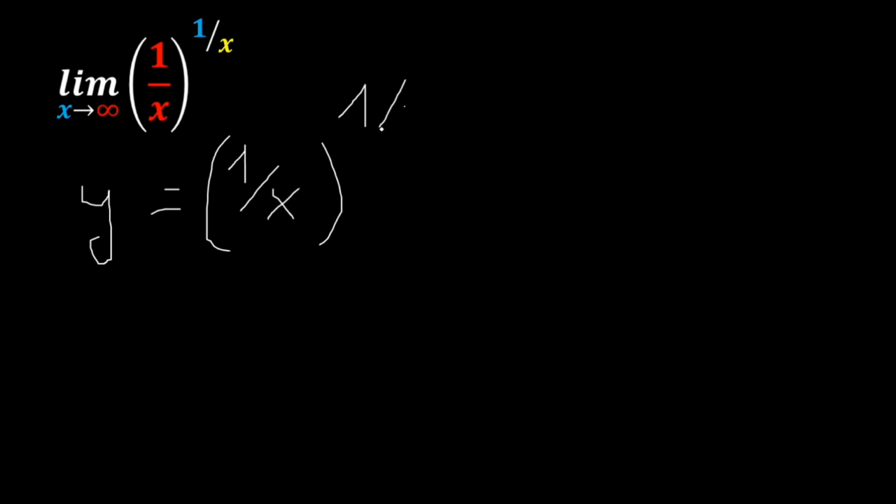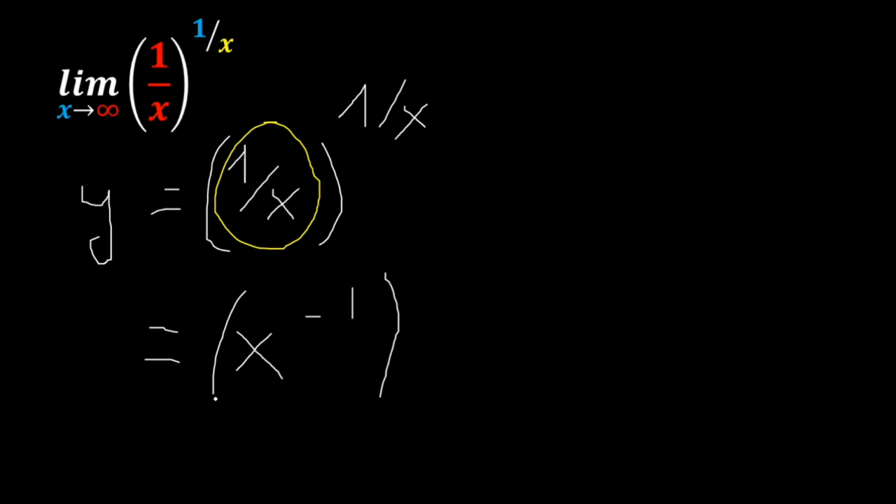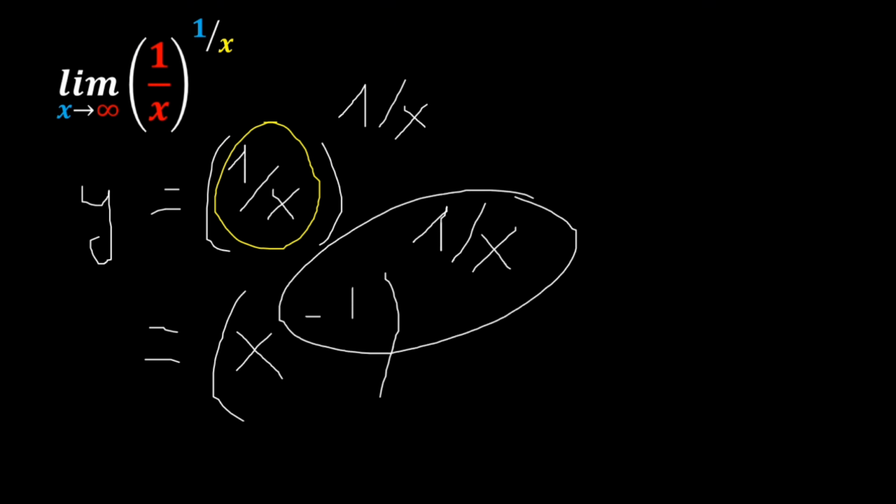Okay, how can we solve it? We can take a short trick. We can say y is equal to 1 all over x, all that to the power 1 all over x. How can we simplify the inside? That will be x to the minus 1, because 1 over x is x to the minus 1, all to the power 1 over x. From basic indices, we can just multiply here, and therefore y will be equal to x to the power negative 1 over x.